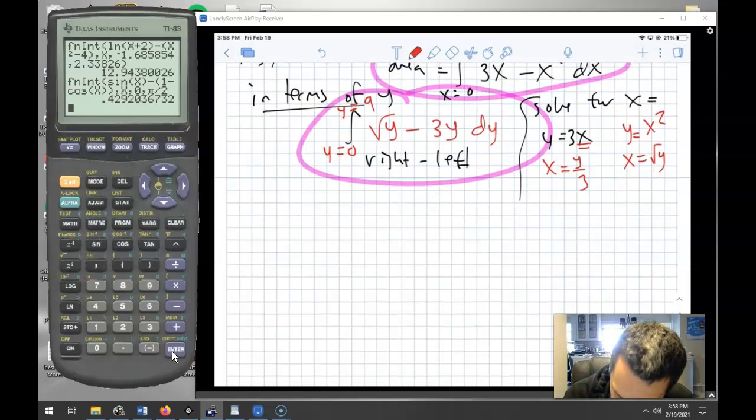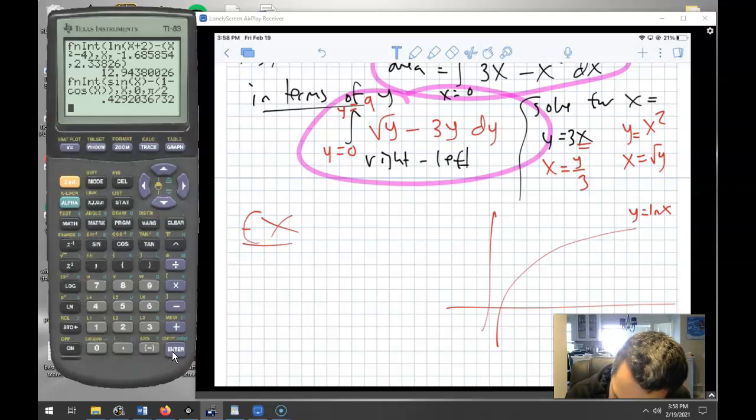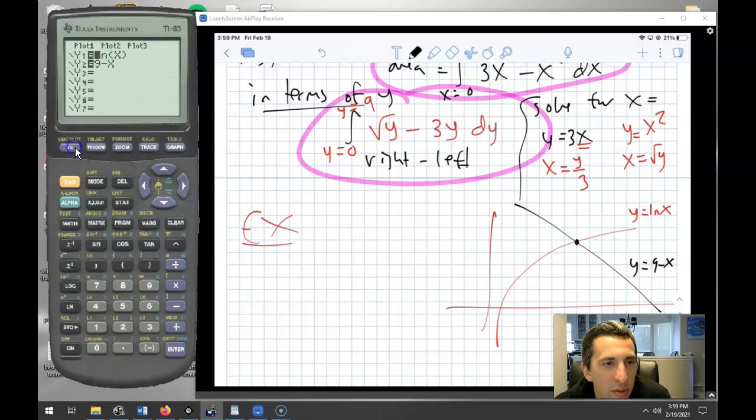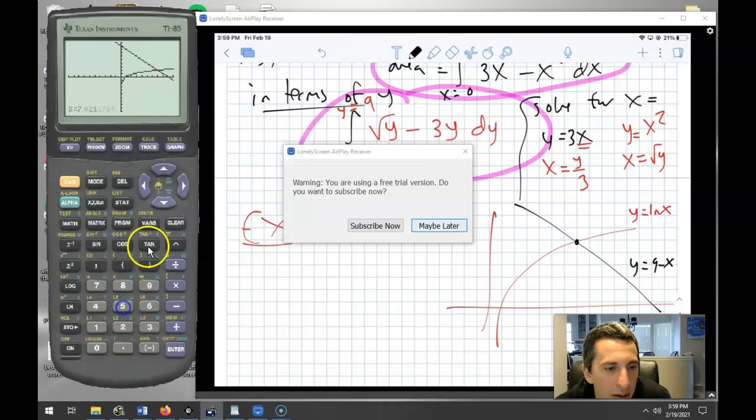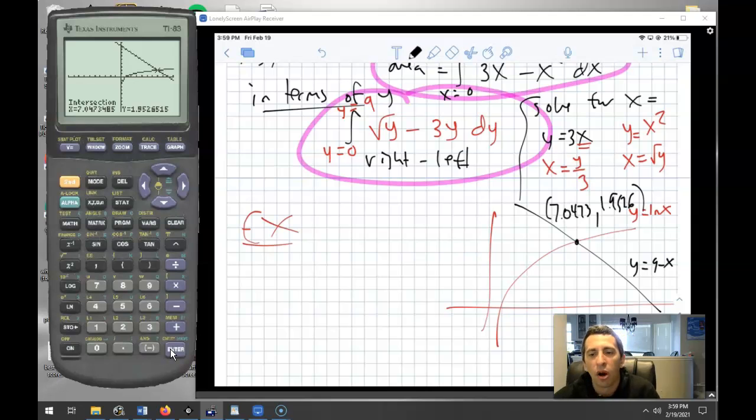So let's go back now to the last problem that we did in the last video, which asks you to find the area between y equals the natural log of x, and y equals 9 minus x. When we found these curves in the last one, we graphed them. When we found the intersection point, we went to second calc, intersect, and did first curve, second curve there. That intersection point gave us the x and the y value. So it was 7.0473, comma, 1.9526. Okay, now that y bound is going to be useful.